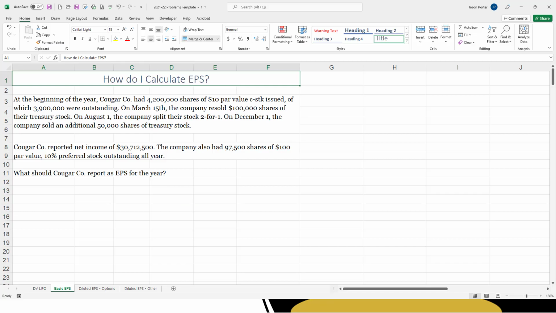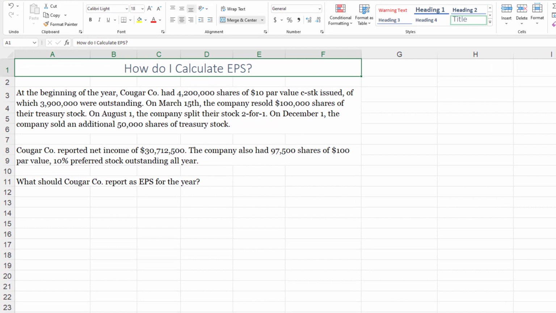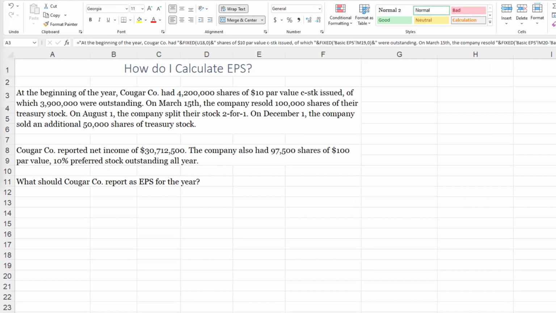Let's jump into it. Our example this time is about Cougar Company, which was a relatively small company with 4.2 million shares of $10 par value common stock issued at the beginning of the year. Of those 4.2 million that had been issued or sold at some point, 3.9 million were still outstanding. That means they've got 300,000 shares of this common stock as treasury shares or treasury stock.